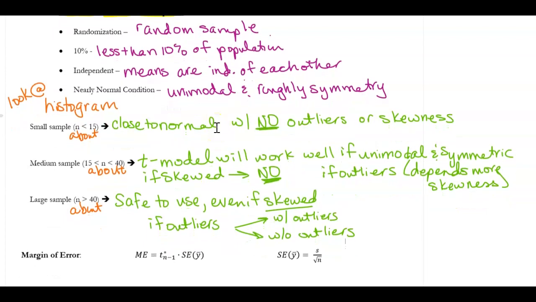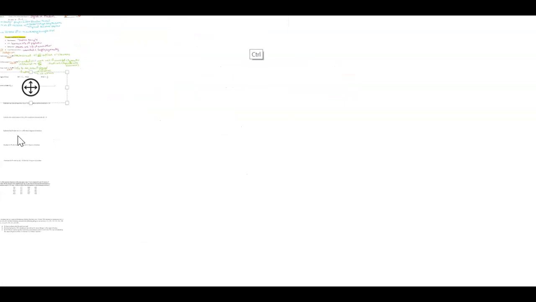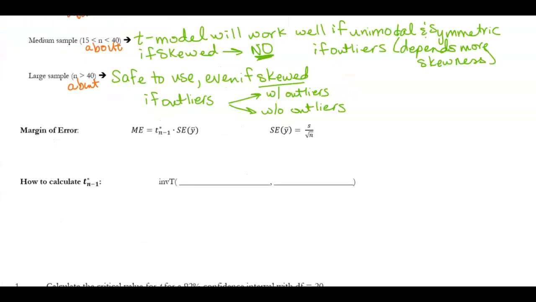All right, what we have next is margin of error. Remember margin of error, we've done margin of error before. Remember when we do a confidence interval? So if this is our confidence interval right here, on this side is the margin of error, and on this side is a margin of error. So you have two margins of error with your confidence interval.